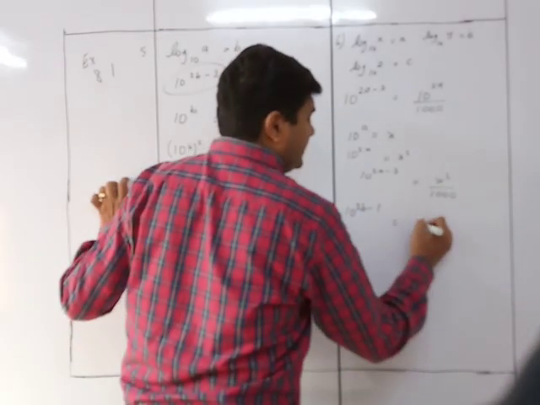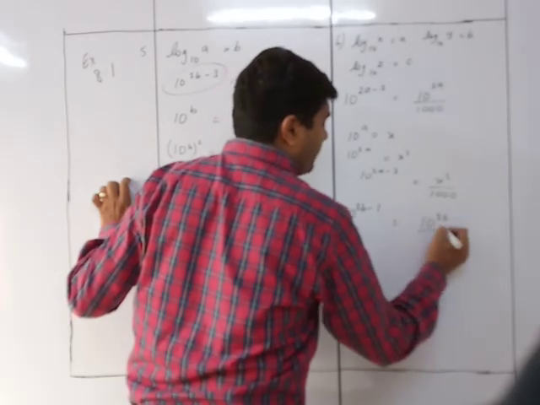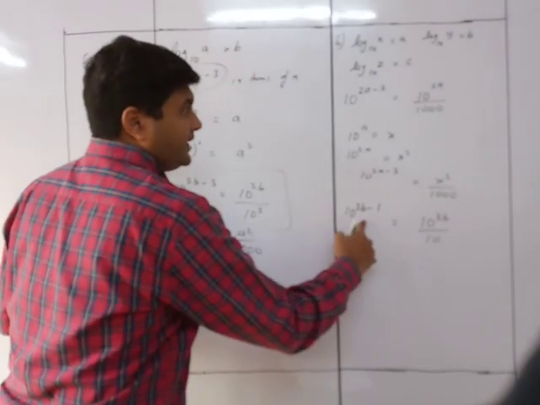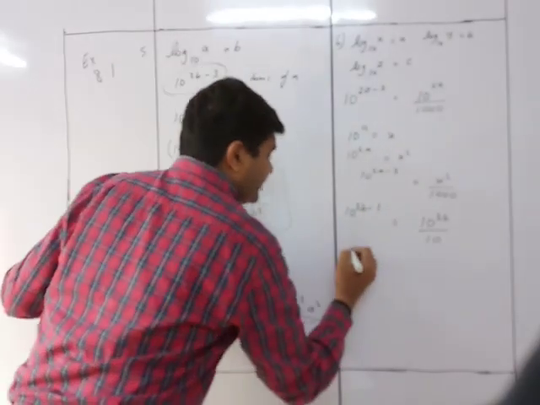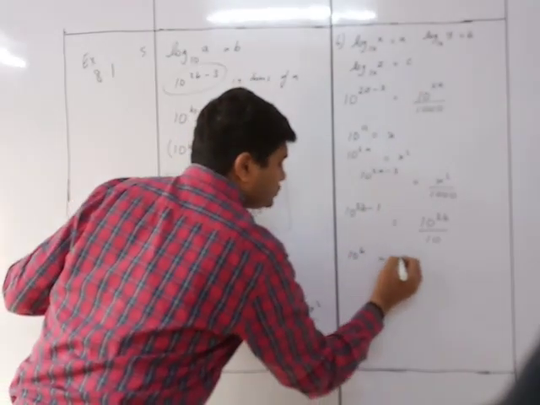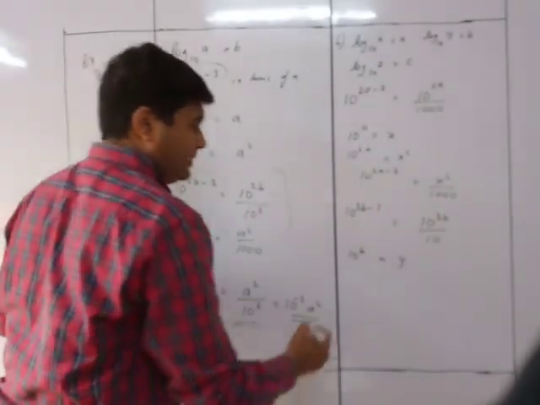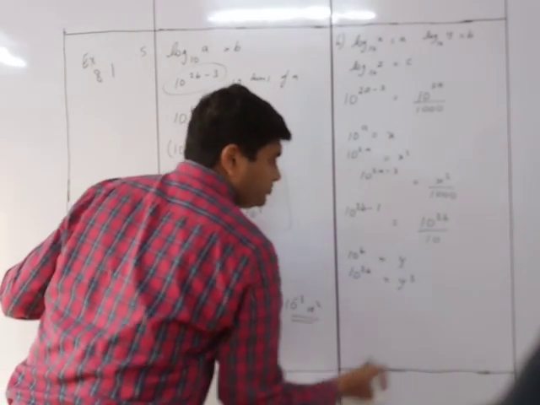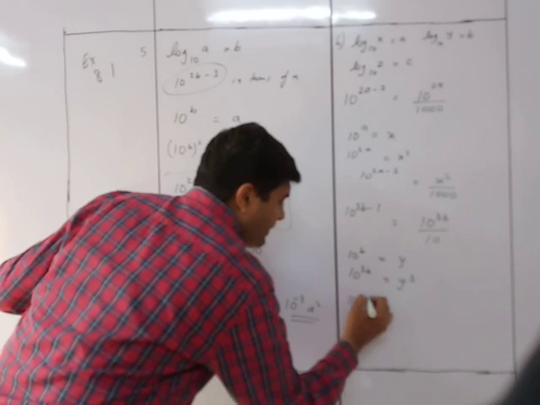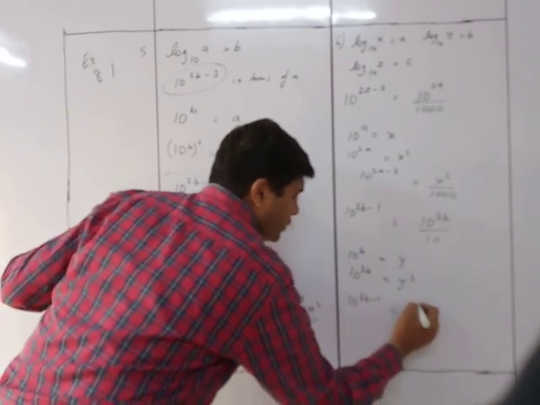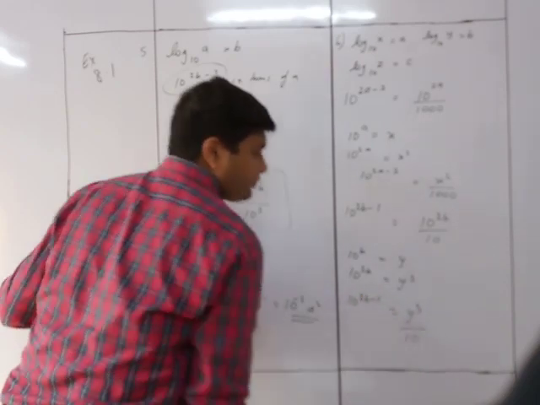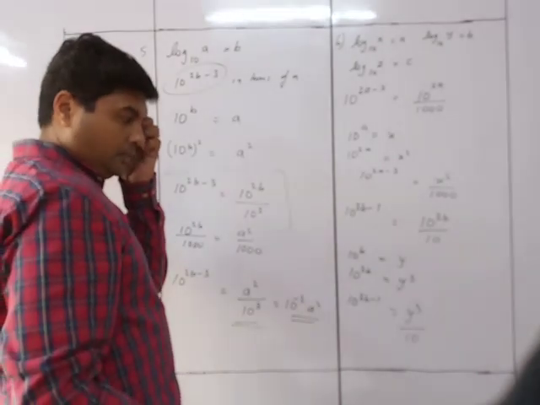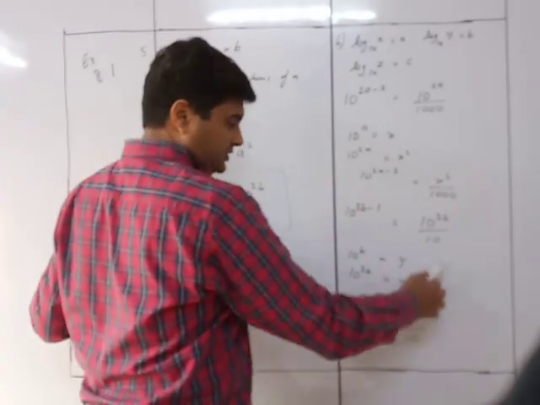This is nothing but 10 raised to 3b upon 10. So 10 raised to b is equal to y. Therefore 10 raised to 3b will be equal to y cube. So 10 raised to 3b minus 1 will be y cube upon 10. Got it? So this is equal to this.